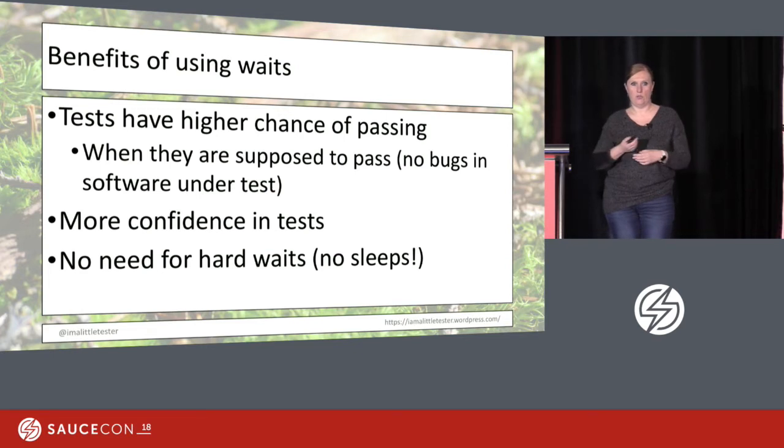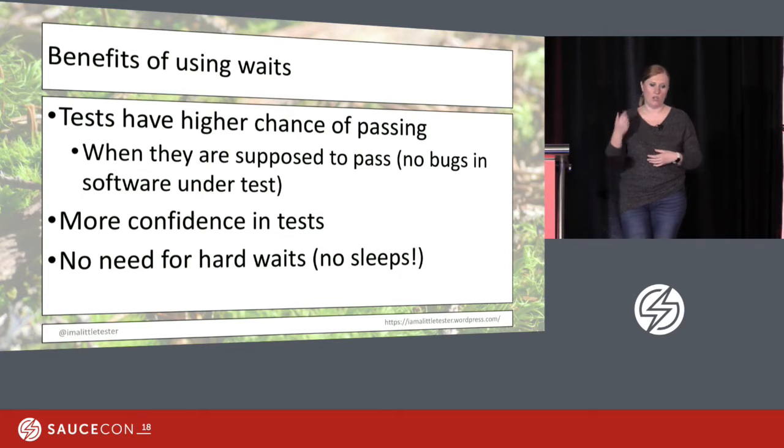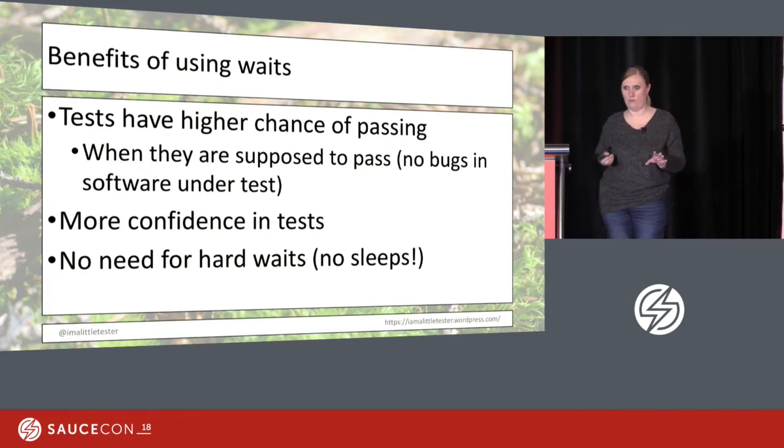First of all, what is the benefit of using a wait? Well, it makes sure that if your tests are supposed to pass, because your application is working fine, you don't have any bugs, they will pass. There is a higher chance of your tests passing simply because you will wait for something to happen instead of just putting an assertion and for that assertion to take place at the wrong time. So you're making the tests wait for something that you know is supposed to happen there. This will give you more confidence in your tests, and you will have no need for any hard waits. You're not going to use sleep in your tests at all if you're using this approach.